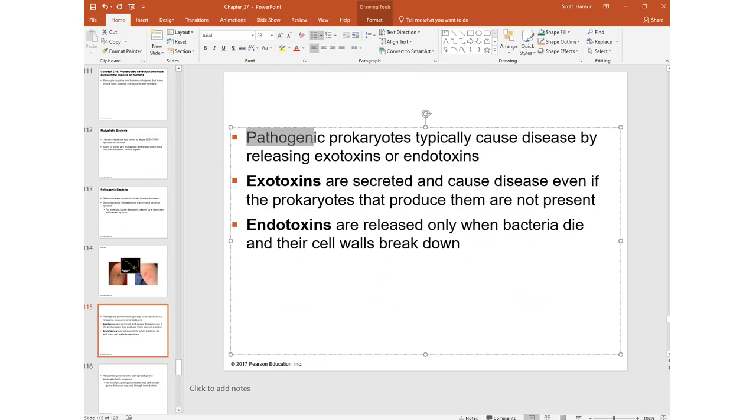So these pathogenic, disease-causing prokaryotes cause disease by releasing exotoxins outside the body, or endotoxins that are produced inside. So exotoxins are secreted to the outside of the prokaryote cell, and they can cause disease even if the prokaryotes themselves are no longer there. The endotoxins are released only when the bacteria die. The endotoxins are inside the bacterial cell, and they're released when the bacterial cell dies and the wall breaks down.